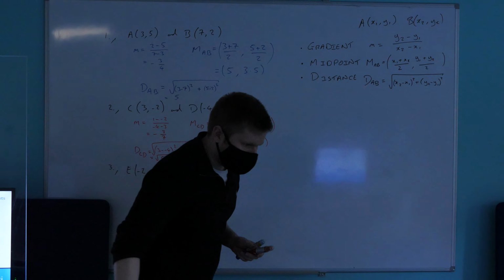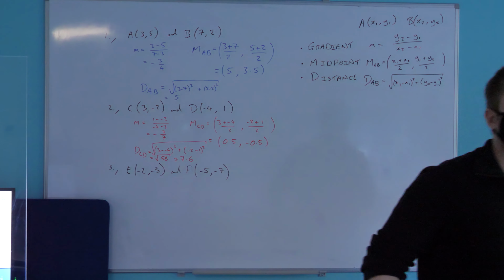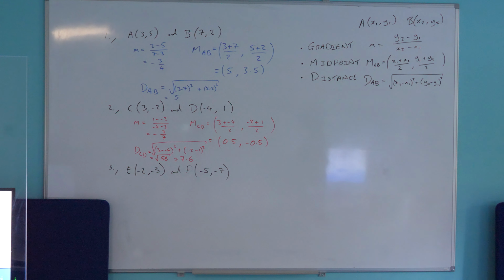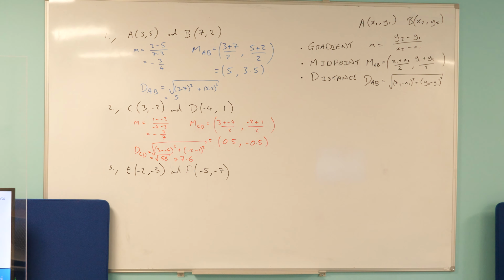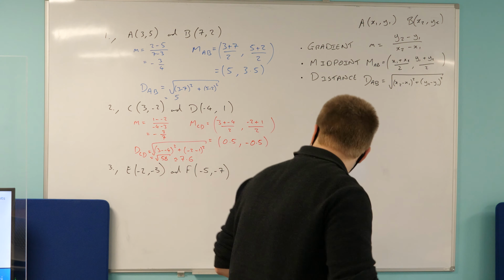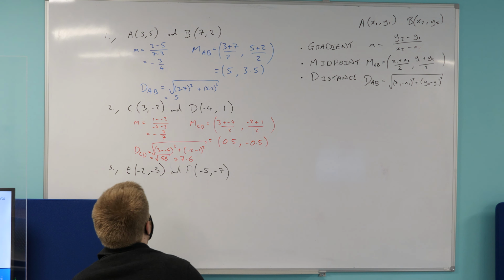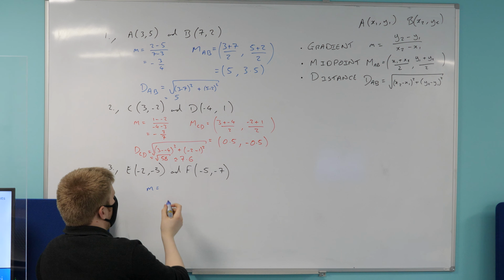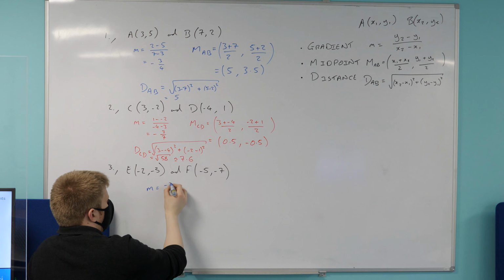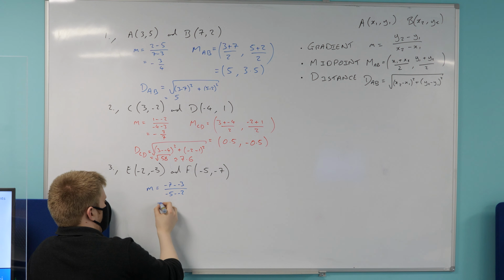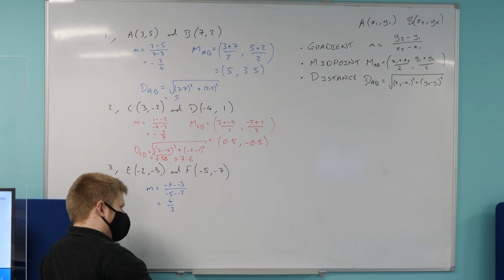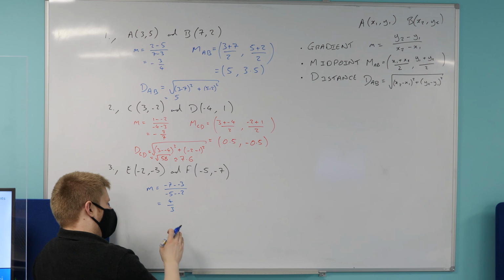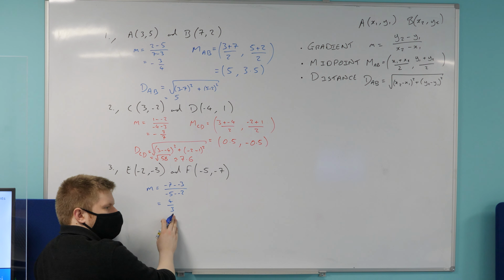Good, well done. Alright, let's have a go at E and F then, shall we? Okay, what was the gradient? How did you calculate the gradient for me? Negative 7 minus negative 3 over negative 5 minus negative 2. Good. 4 over 3, which is 4/3. So what does that mean from a gradient perspective? How would you interpret that 4/3 for me?